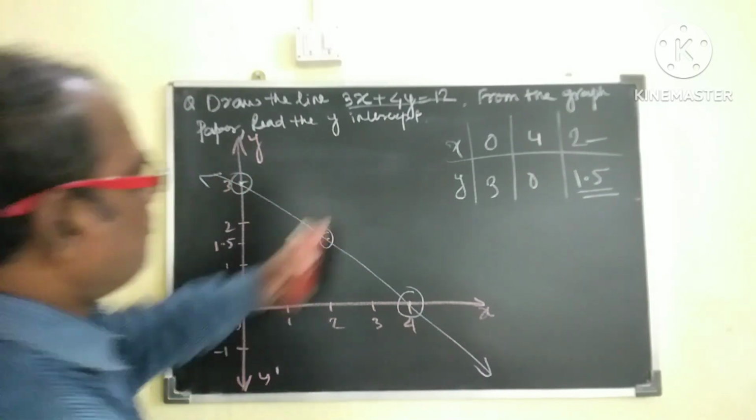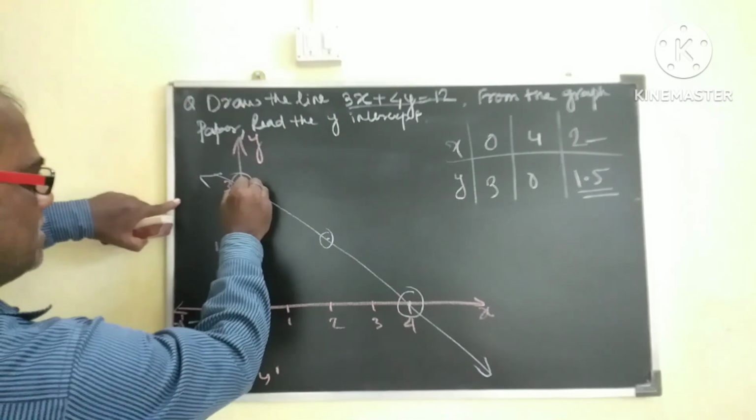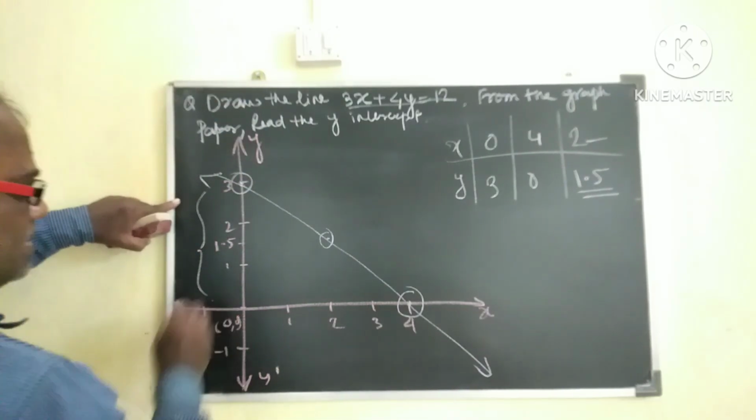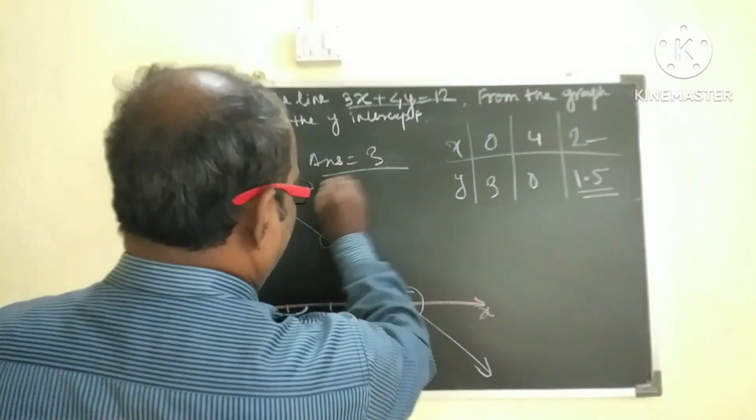as this. Now we have to find out the y-intercept. See, the y-axis is this, and this is the y-intercept. The y-intercept is 3. So your answer equals 3.